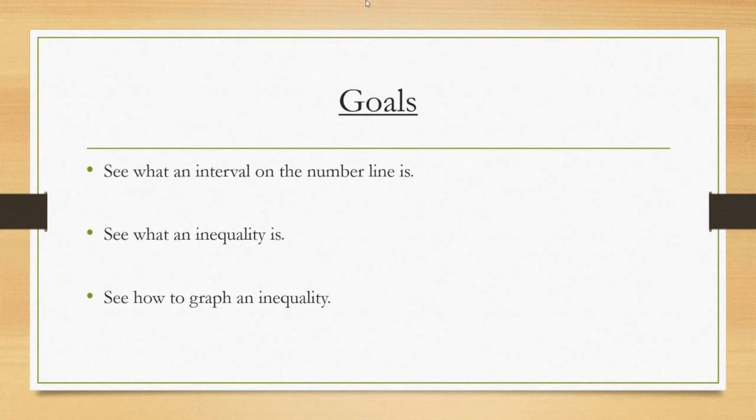what an inequality even is. You'll see it's actually very similar to an equation. I mean, basically, it's what you get when you have an equation and you replace the equal sign with an inequality symbol.